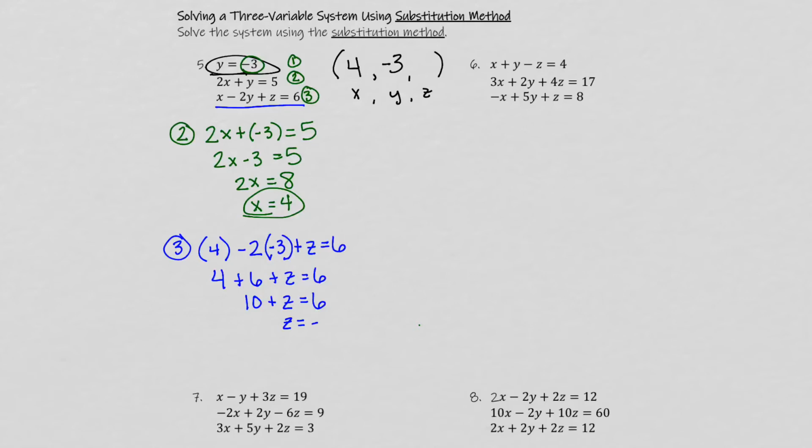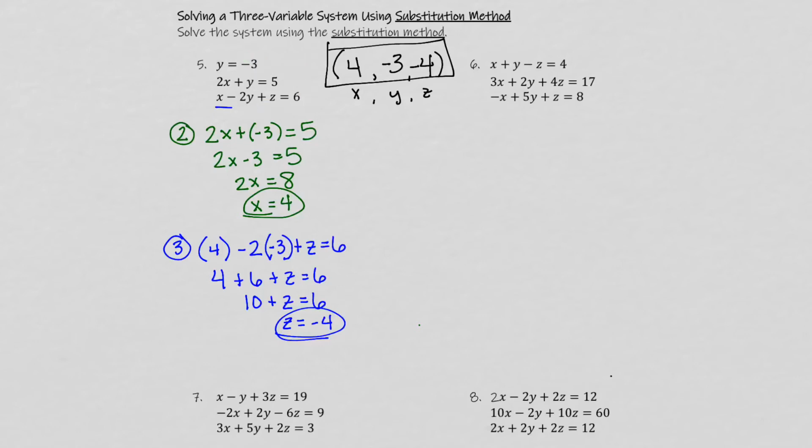So z is -4. In my final answer, I'm going to put -4 in that place. And this is what my answer looks like: 4, comma, -3, comma, -4, and all of that is in parentheses. That is the point. That is one solution. This system only has one solution.